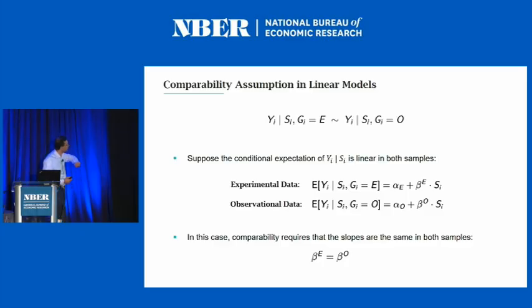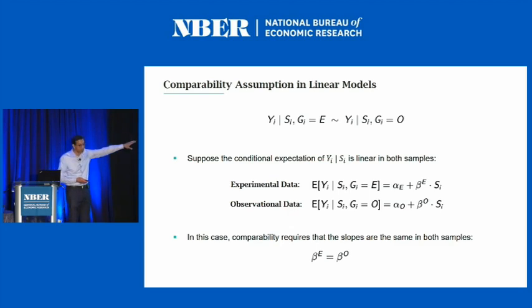So take that assumption. Suppose you're in the case where the conditional expectation of Y given S is linear in both samples. So you can write it as alpha E plus beta E times S in the experimental sample, alpha O plus beta O times S in the observational sample. What does comparability boil down to in this case? It requires that the slopes are the same in both samples, right? And it's intuitive that you would need that sort of assumption.